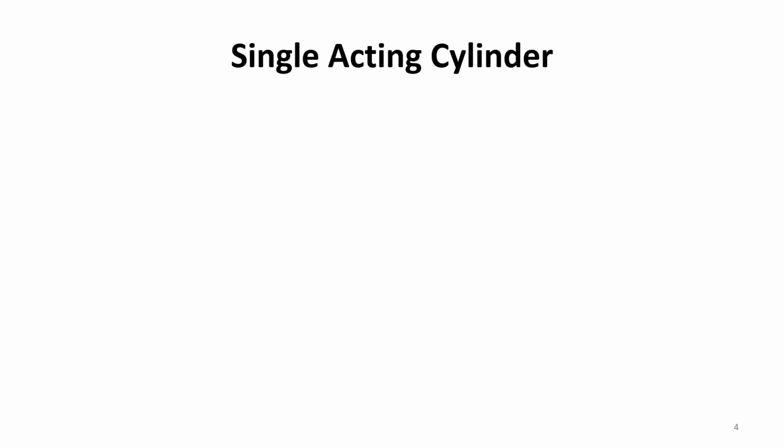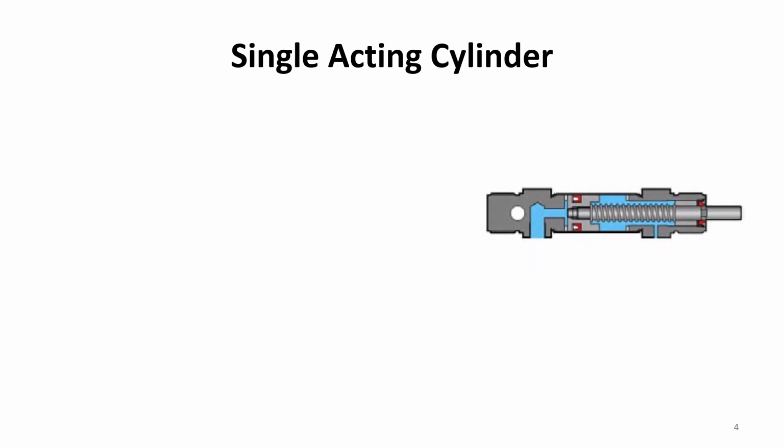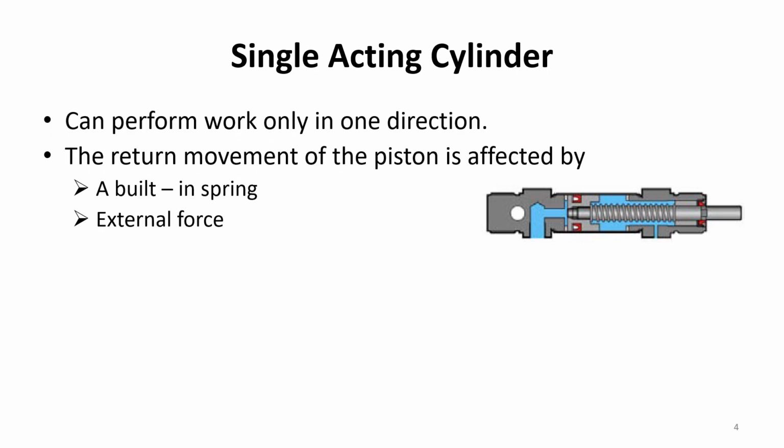To consider a single acting cylinder. A single acting cylinder will consist of a spring holding the piston rod against the piston in the cylinder's body. It can perform work only in one direction, whereas the return movement of the piston is basically effected by an inbuilt spring. The external force that you give through the compressed air will act against this inbuilt spring force, and this will make the piston move, compressing the spring.